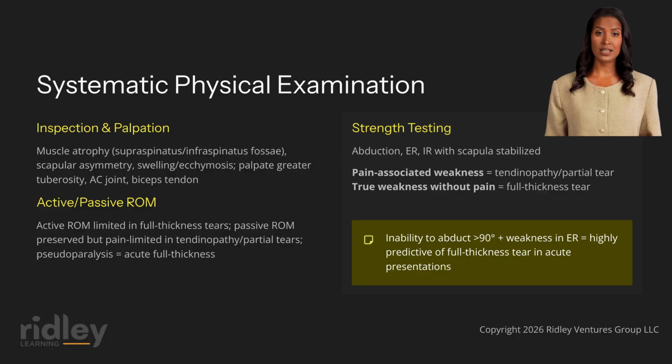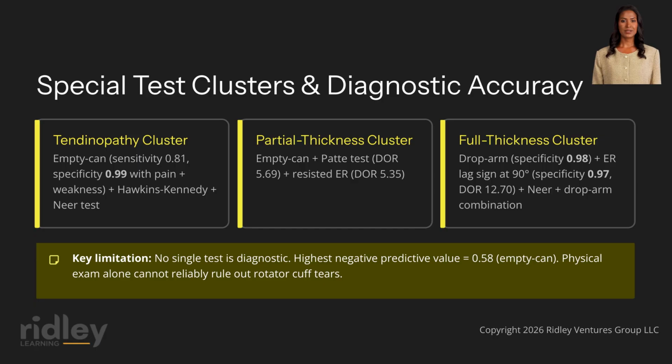In acute presentations, inability to abduct above 90 degrees and weakness in external rotation are highly predictive of full-thickness tears. The 2025 JOSPT guideline emphasizes that no single physical examination maneuver reliably diagnoses rotator cuff tendinopathy or tears. Instead, it recommends using clusters of tests to improve diagnostic accuracy. The optimal positivity criterion across all tests is the presence of both pain and weakness, which significantly improves diagnostic performance compared to pain alone. For rotator cuff tendinopathy, the recommended cluster includes the empty can test, also known as the Jobe test, the Hawkins-Kennedy test, and the NIR test.